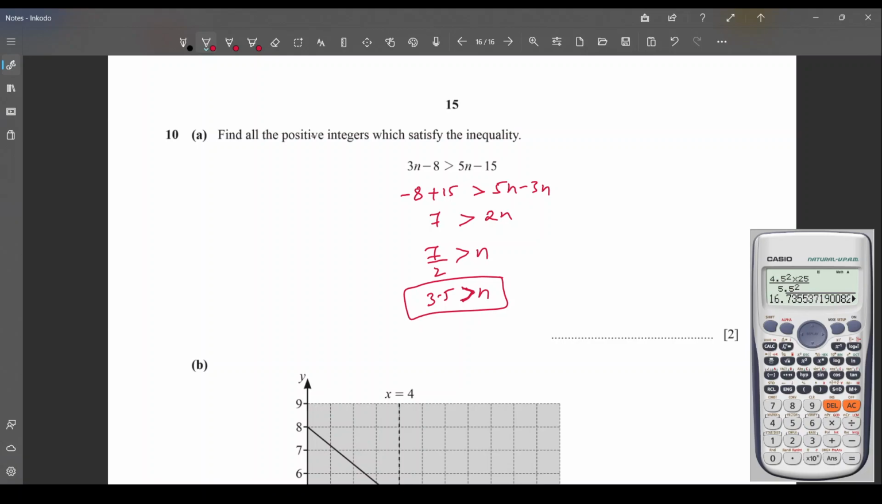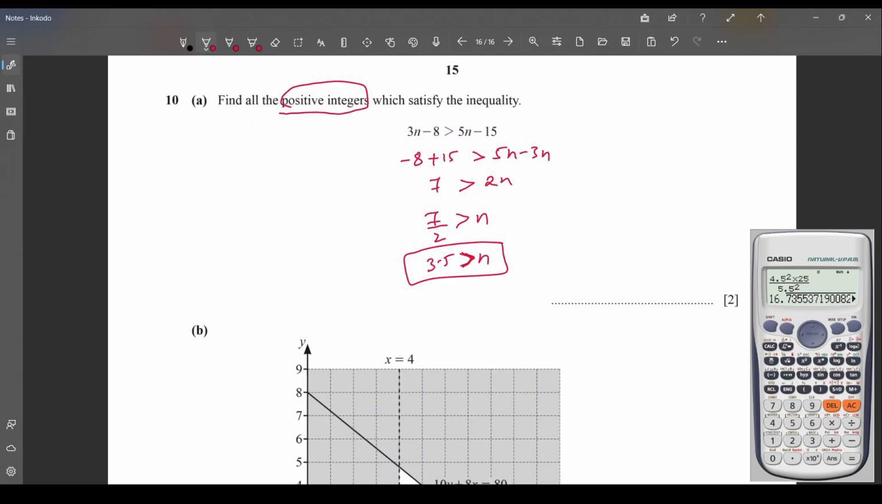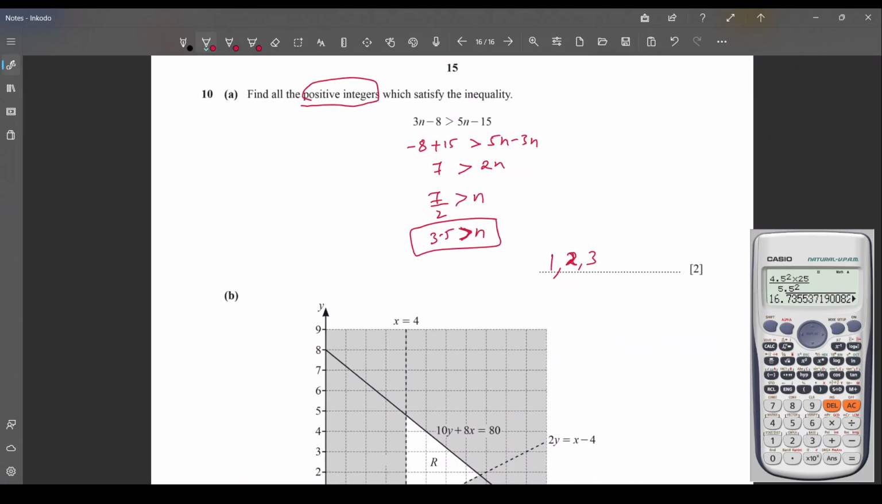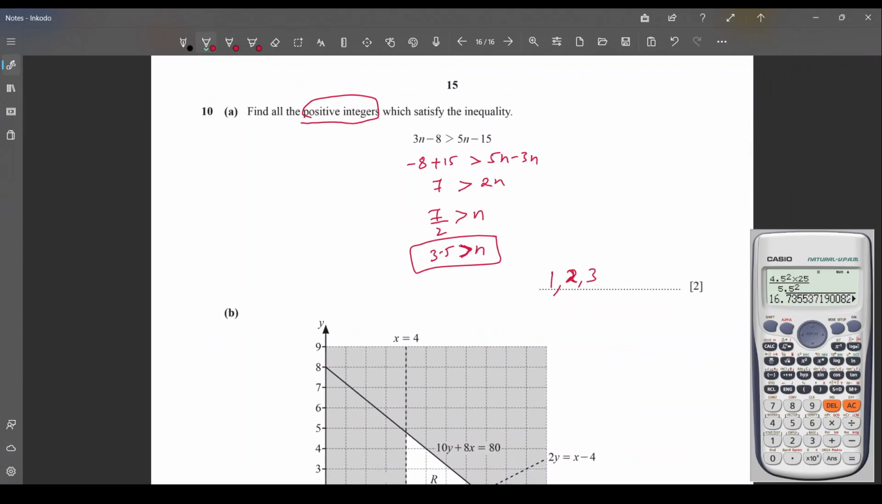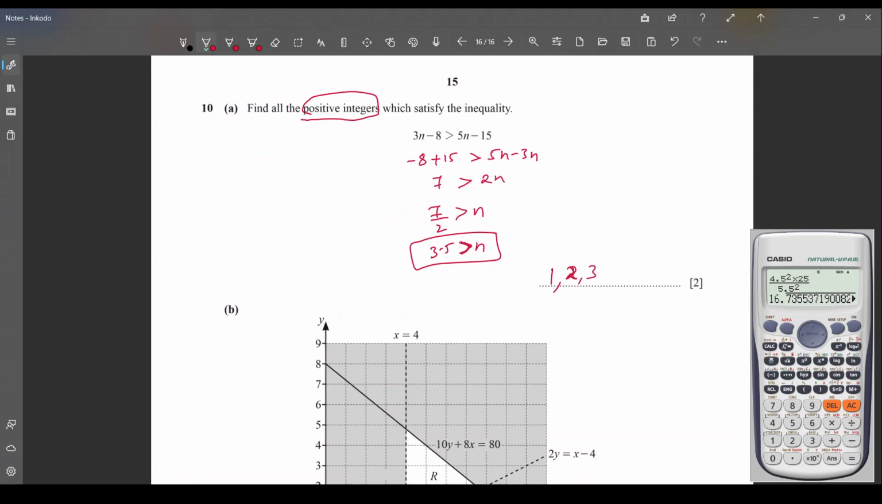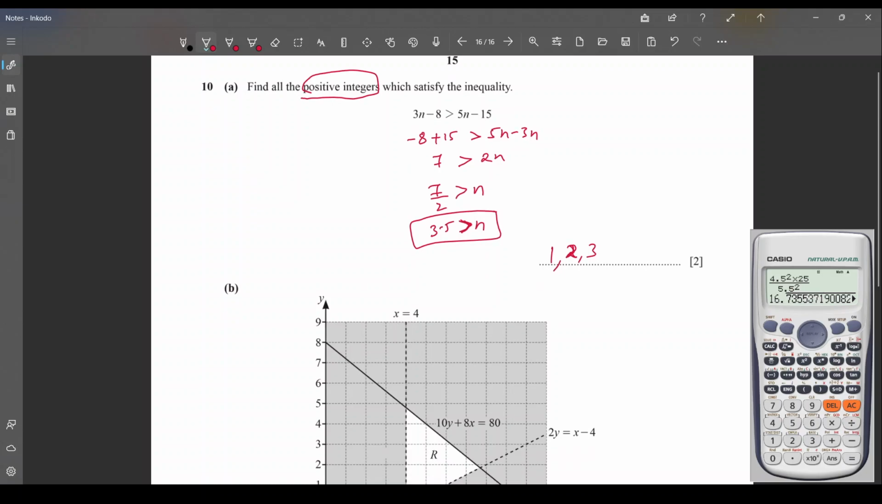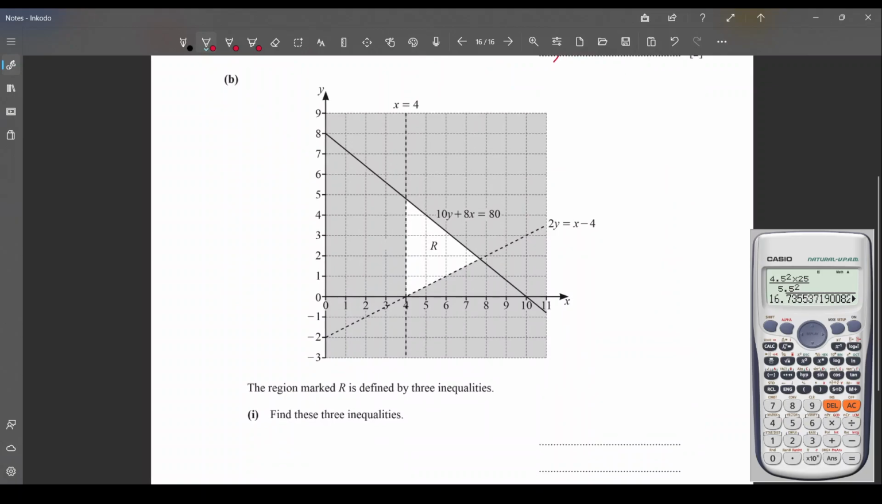We have to write all the positive integers. We have to write the integers, not the decimals. So the positive integers that are less than 3.5 are 1, 2, 3. We cannot take negatives. 0 is neither a positive nor a negative integer, so we'll be taking 1, 2, 3. Beyond that it will be minus 1, minus 2, and we will not be taking those.